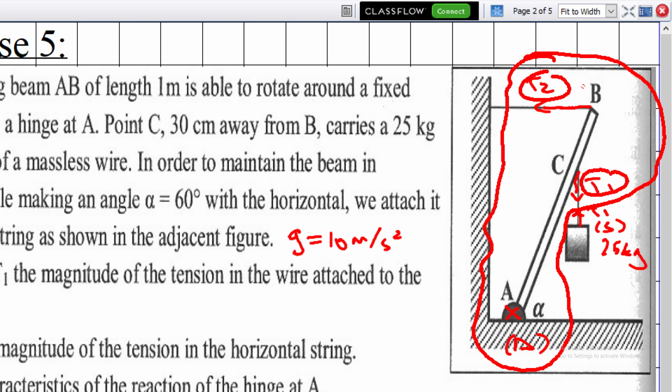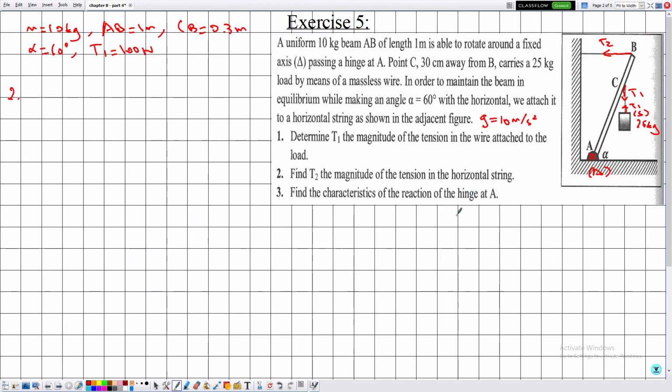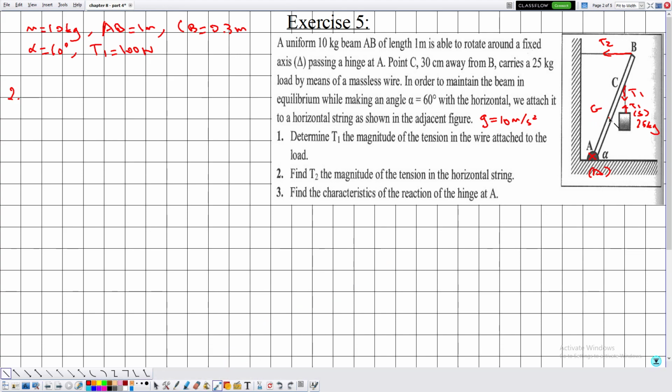So how many forces do we have? We have the tension T2, which is acting, for example, horizontally to the left. We have the tension T1 acting vertically downward. Sorry, we also have the weight of the beam, which is along the center of gravity downward like this. And we have the reaction at the point A. So suppose that this is the center of gravity G of the beam, and this is the weight acting vertically downward.